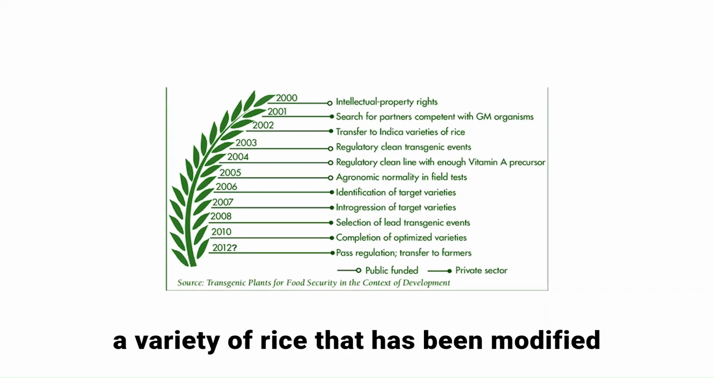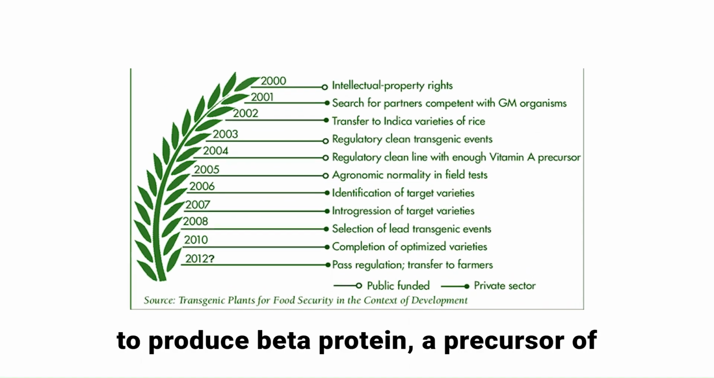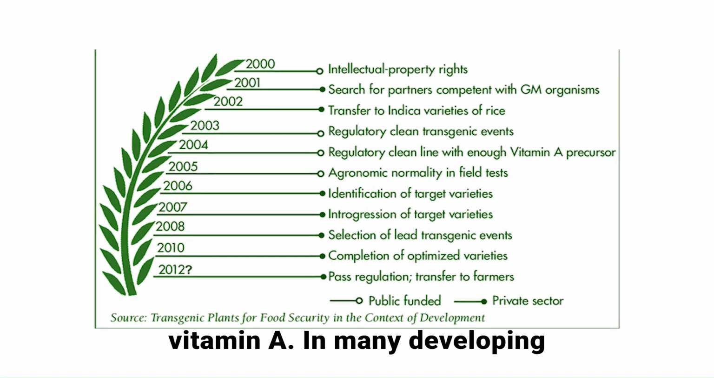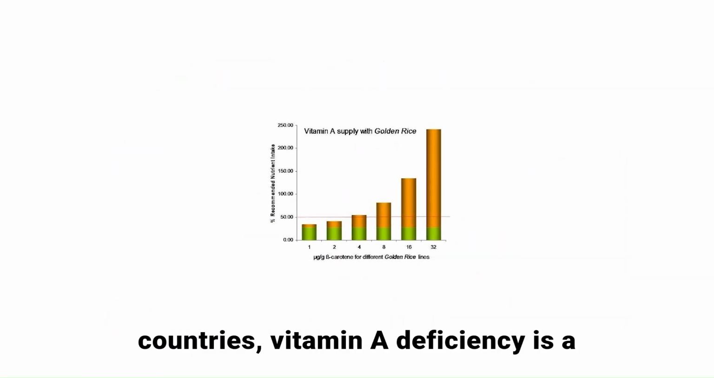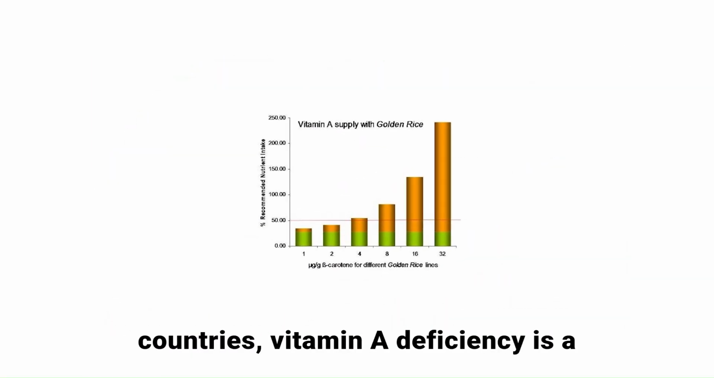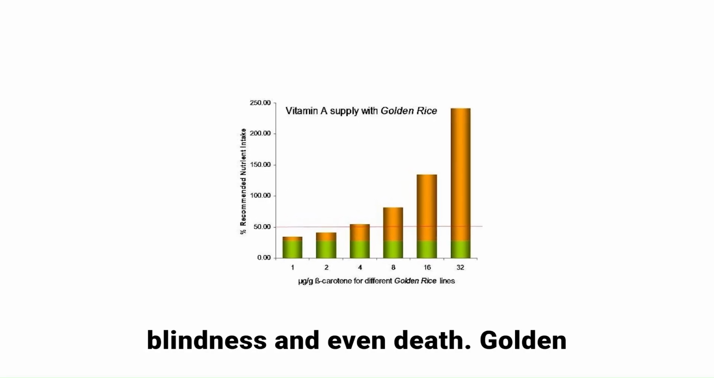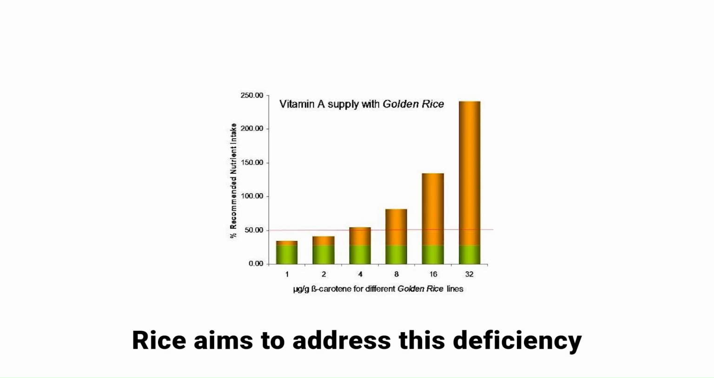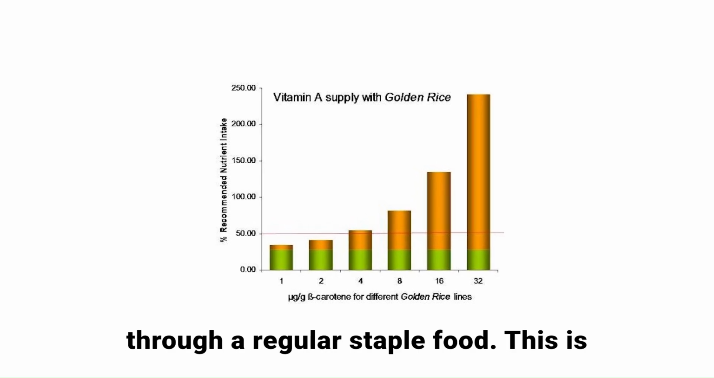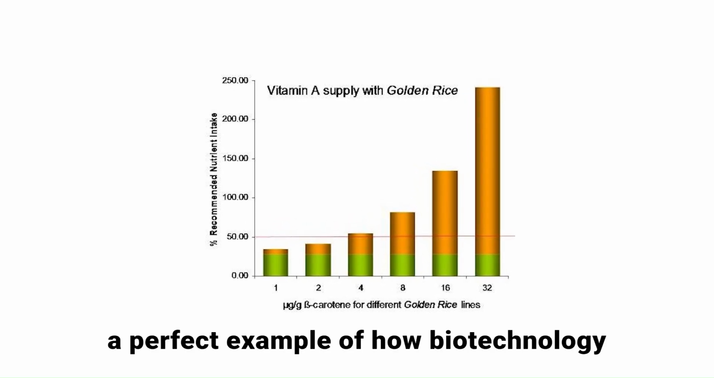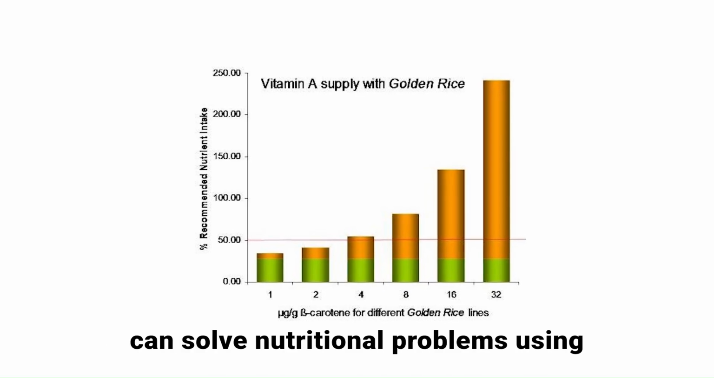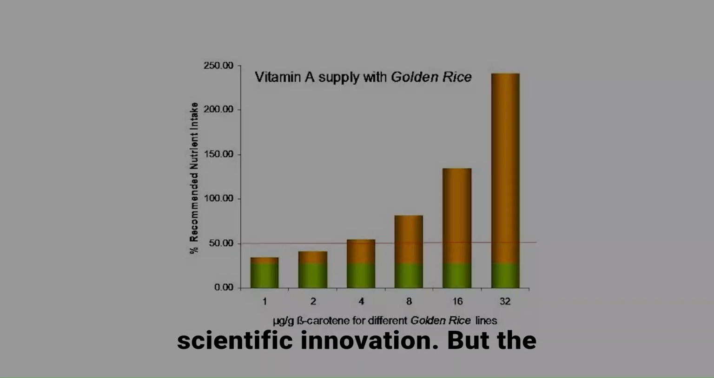This is a variety of rice that has been modified to produce beta-carotene, a precursor of vitamin A. In many developing countries, vitamin A deficiency is a serious health issue that can lead to blindness and even death. Golden rice aims to address this deficiency through a regular staple food. This is a perfect example of how biotechnology can solve nutritional problems using scientific innovation.